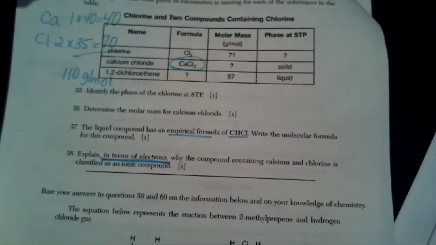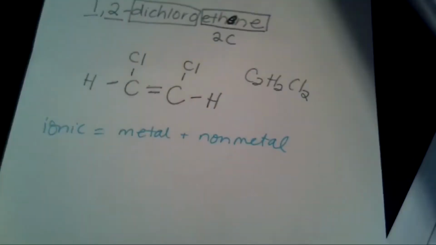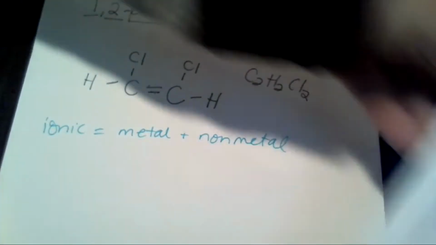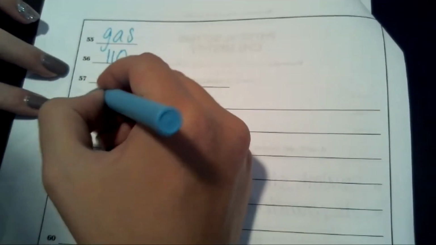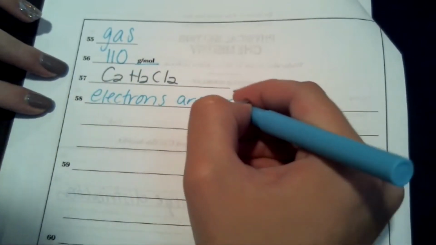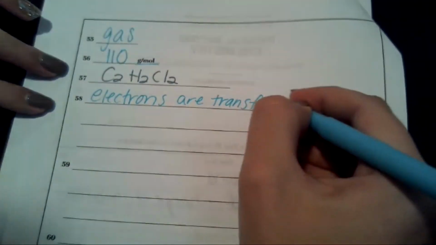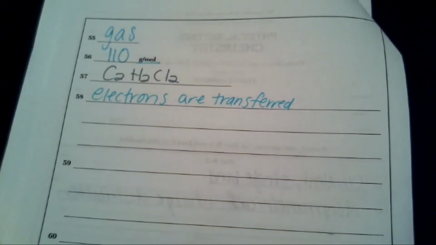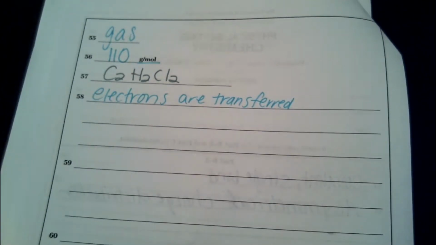So what actually makes something ionic is that electrons have been transferred. Electrons are transferred. You do not have to write this in a full sentence. This compound is ionic because blah, blah, blah. No one cares. Electrons are transferred is all you need to write. Keep it simple. All right. 59 and 60 are the next question set.